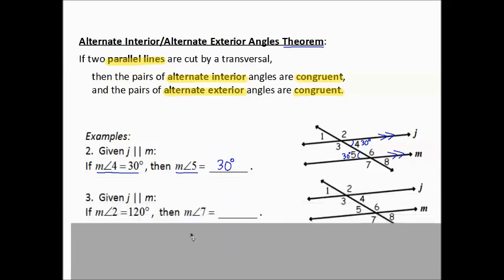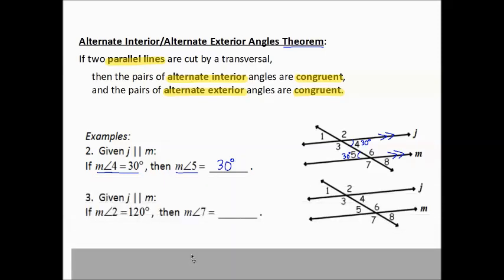Maybe you can try the next one on your own. Pause the video, and come back and check your work. So did you do that? Let's check. Let's first label the picture. Line J parallel to line M. So I'm going to show an arrow on both of these parallel lines. If the measure of angle 2 is 120 degrees, so this angle right here, obtuse, 120 degrees.